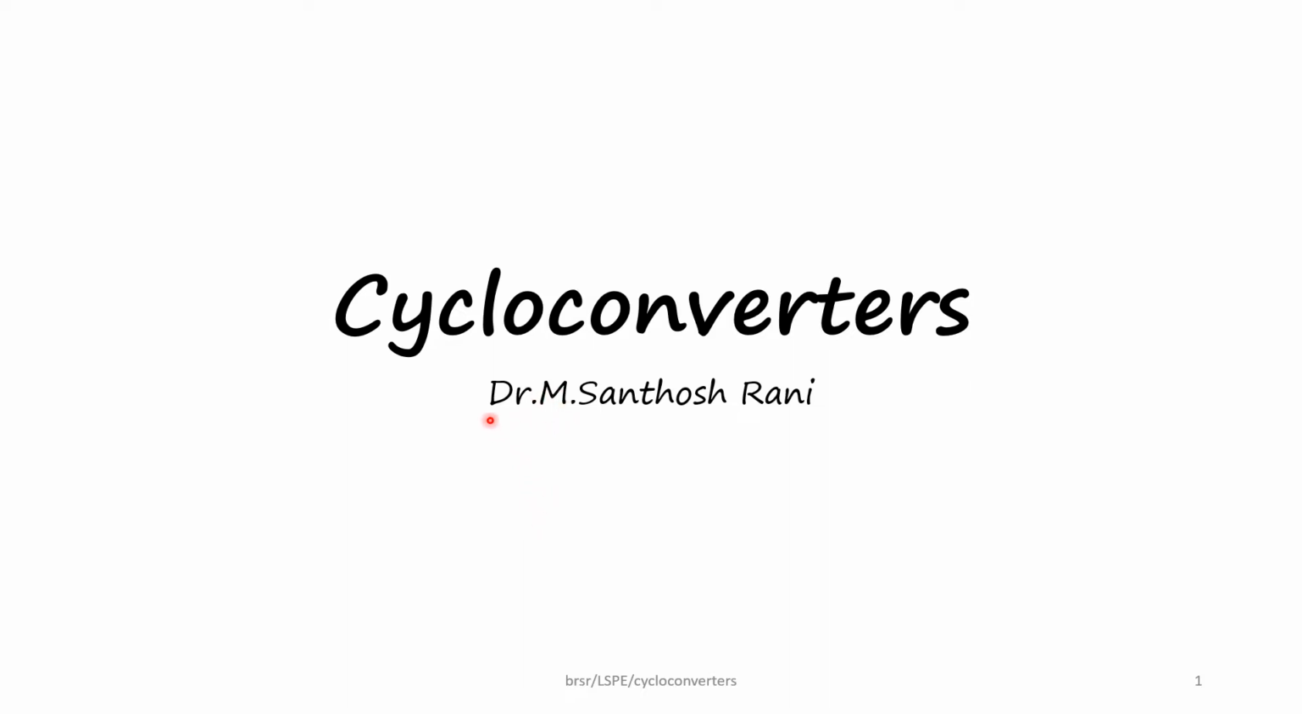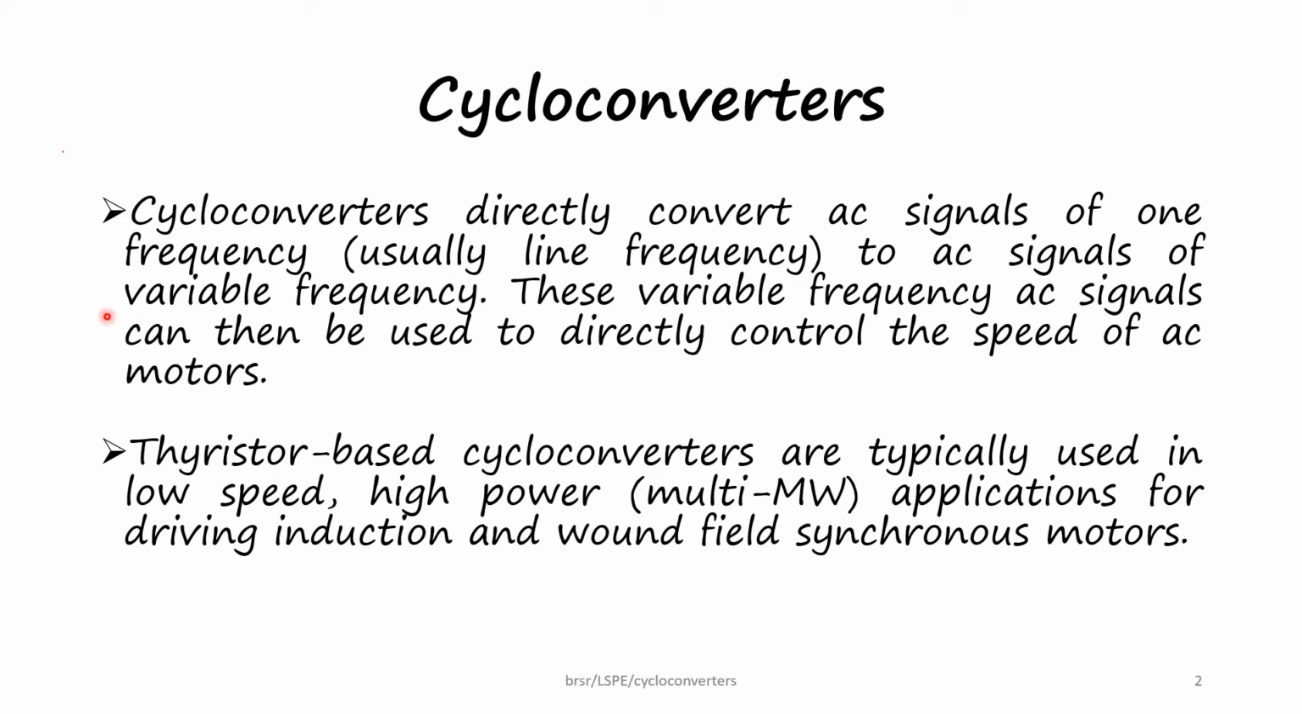In this lecture, I will be explaining about cycloconverters. Cycloconverters are AC to AC converters. Cycloconverters directly convert AC signals of one frequency, usually line frequency, to AC signals of a variable frequency. These variable AC signals can then be directly used for controlling the speed of AC motors.